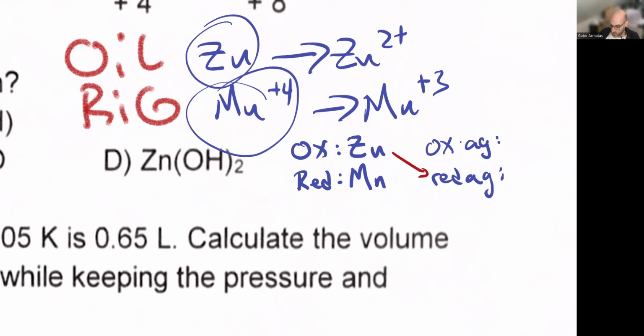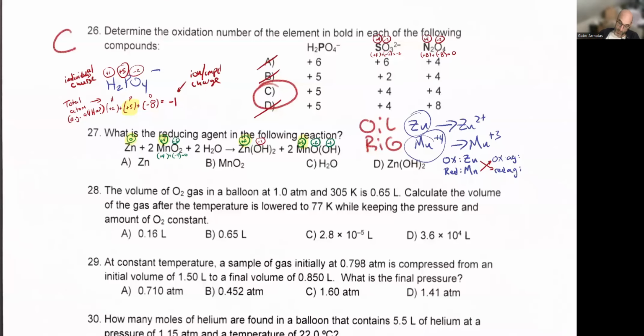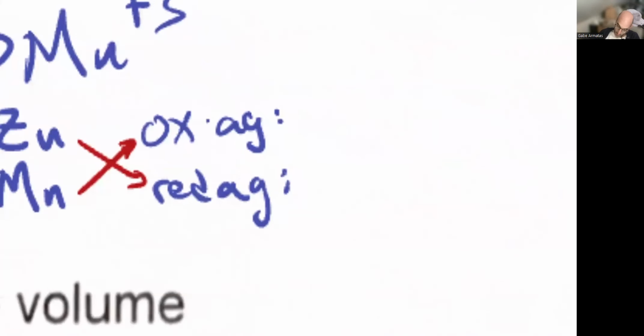The reducing agent contains the thing that was oxidized. The oxidizing agent contains the thing that was reduced. But the important thing is it has to be the entire chemical, only reactants. So we actually don't even care about anything over here in the end. We want only reactants. So the oxidizing agent contains the manganese. So MnO2.